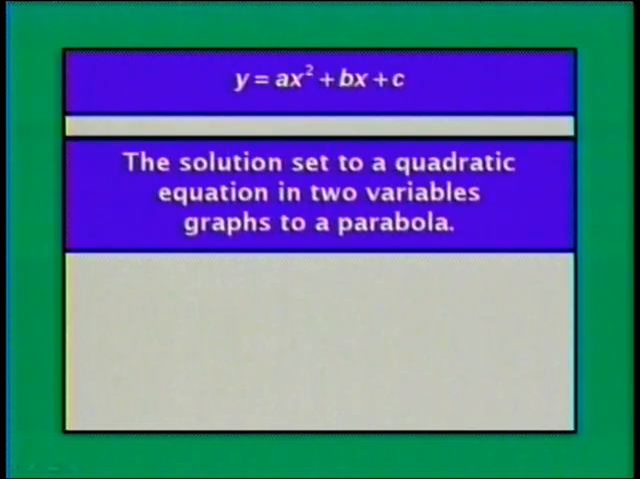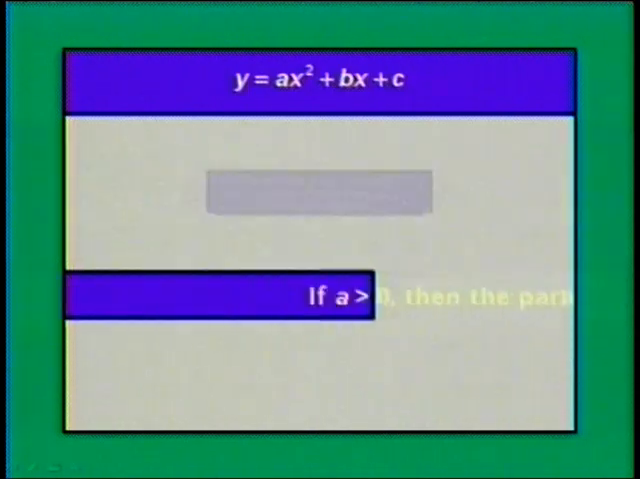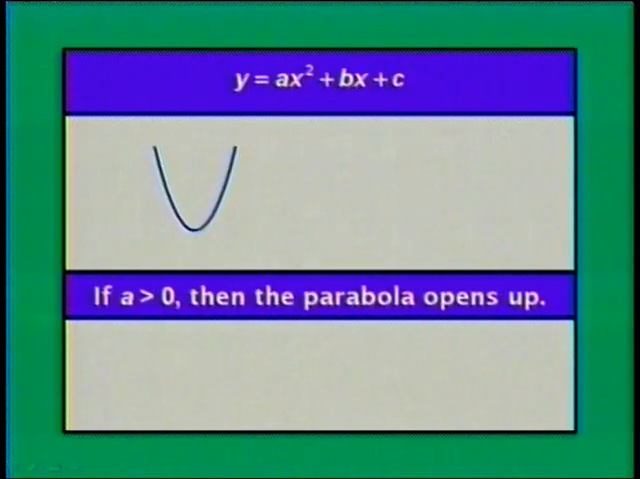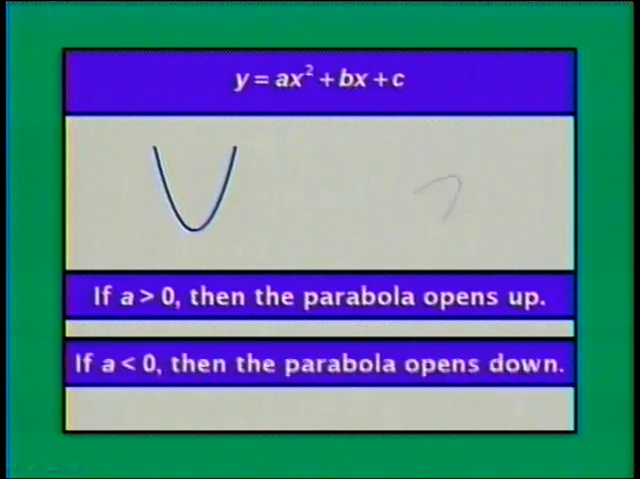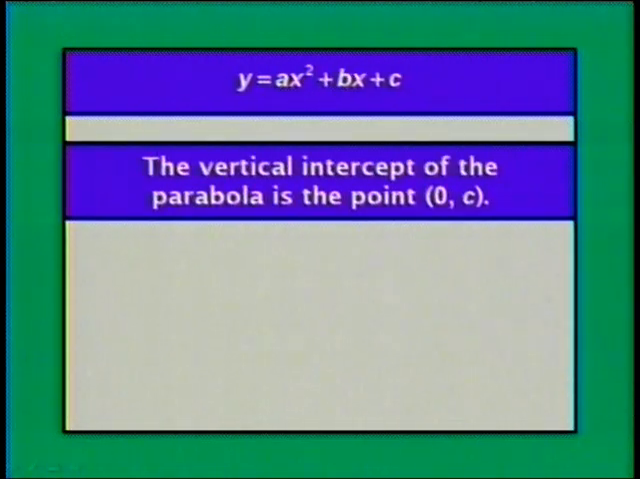So we have our quadratic equation in two variables. And the solution set to a quadratic equation in two variables graphs to a parabola. If the leading coefficient a is greater than 0, then the parabola opens up. And if the leading coefficient a is less than 0, then the parabola opens down. The vertical intercept of the parabola is the point (0, c).